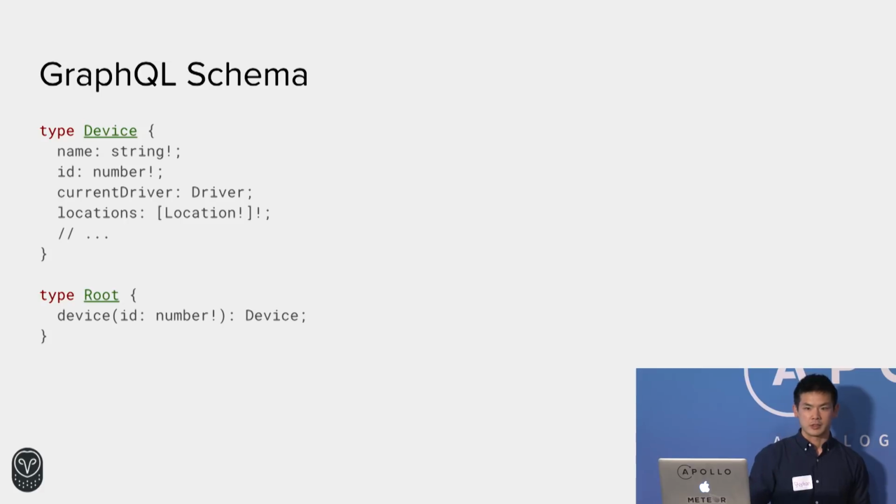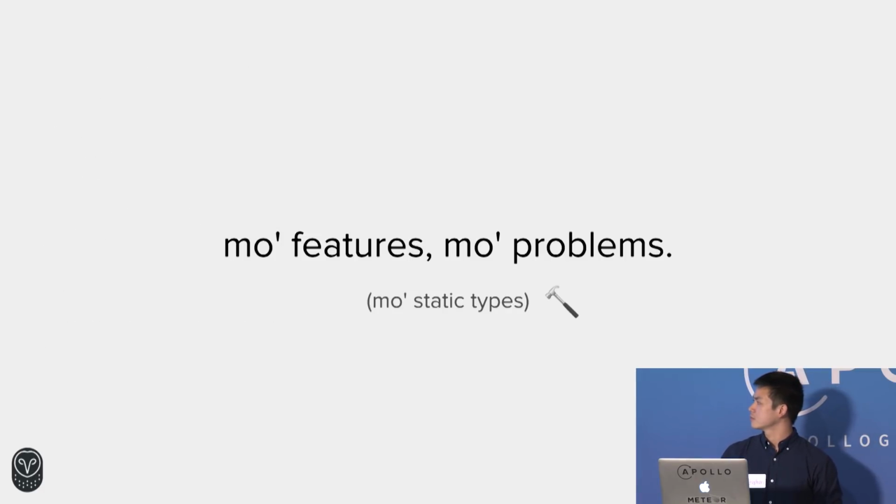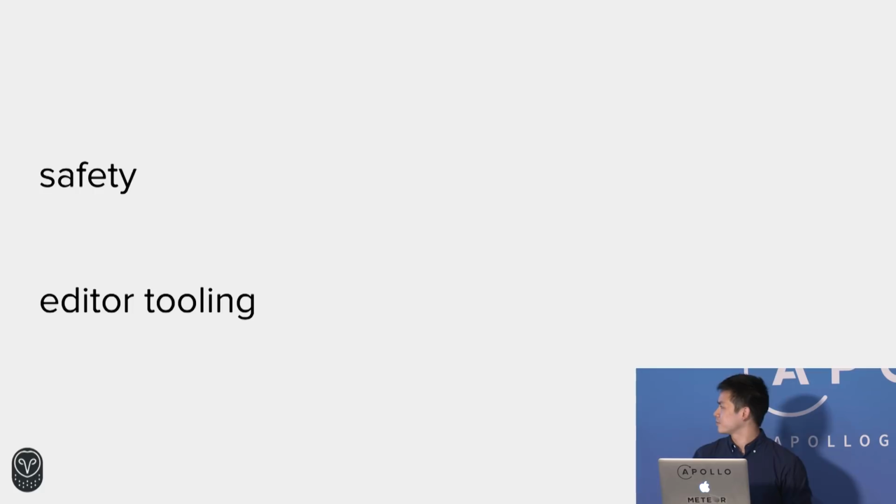I think we've heard a lot about schemas in the past few talks, but just to go over it again a little bit, here's an example of what a schema for one of our gateway devices might look like. A device might have a name, an ID number, a current driver, and maybe a set of locations that it's associated with. The GraphQL schema definition language lets us specify these things in a declarative way. This is the hammer that we end up using to help us have a shared definition across our system, more static typing.